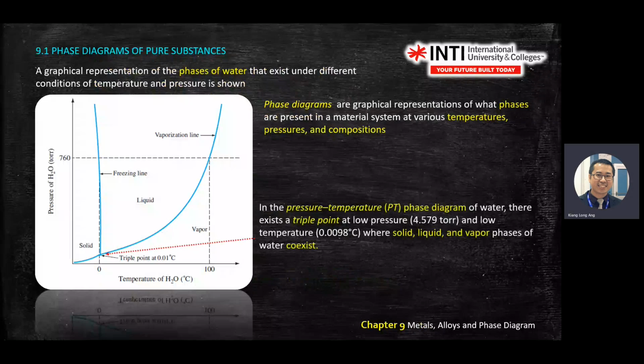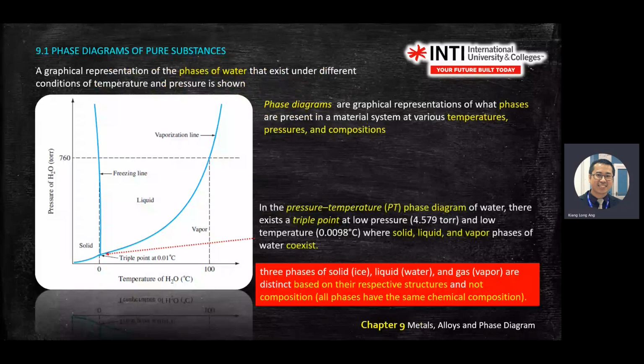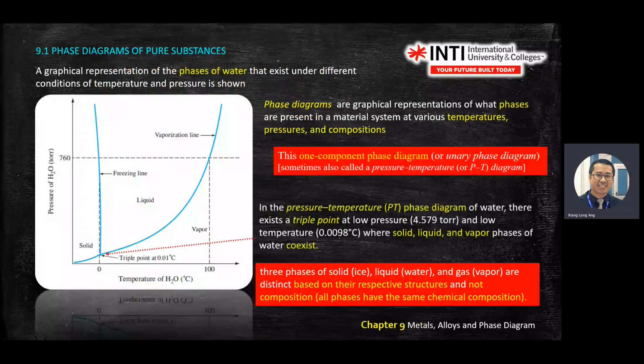Okay, so it's important you train yourself to look at the graph and understand what you have. Here you have the freezing line, you have the vaporization line, and so on. The vaporization line means past this line it becomes vapor, past this line it becomes liquid, past this line it becomes solid. Okay. So the rest you read now.